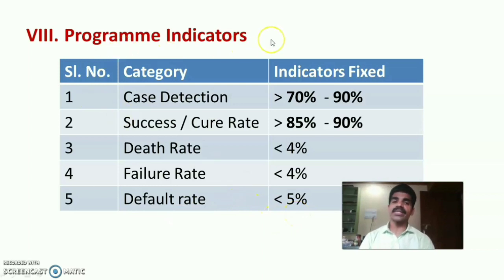So the program indicators of RNTCP: case detection has to be more than 70% to 90%, of all the cases has to be detected or diagnosed. Then success of the treatment or cure rate must be more than 85% to more than 95% or even 100%. Then death rate of the TB patients should be less than 4%. So total death rate of the TB patients must be less than 4%. Failure rate of the treatment of TB patients must be less than 4%. And default rate, that is TB patients who discontinue the course of the treatment, also must be less than 5%. So these are the program indicators of RNTCP.